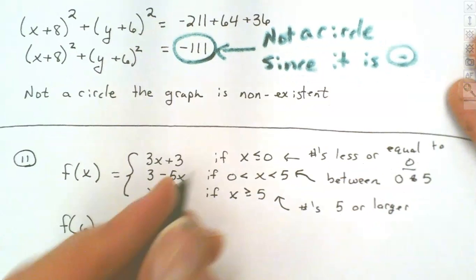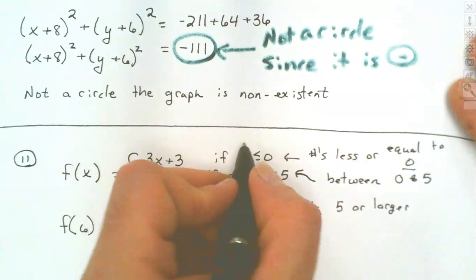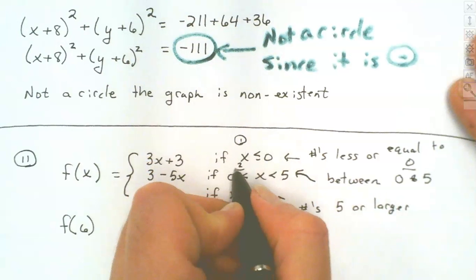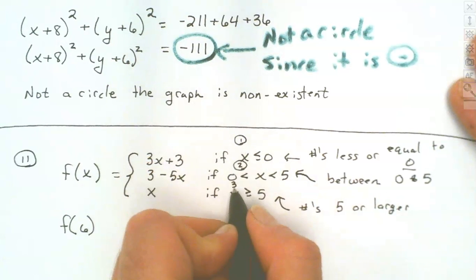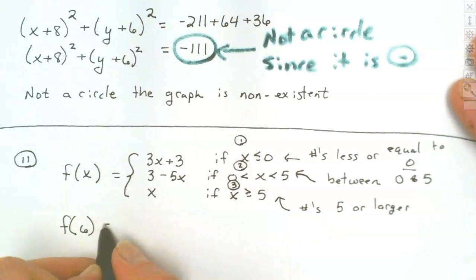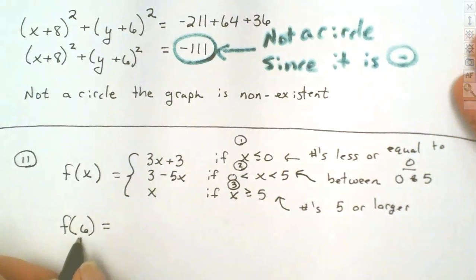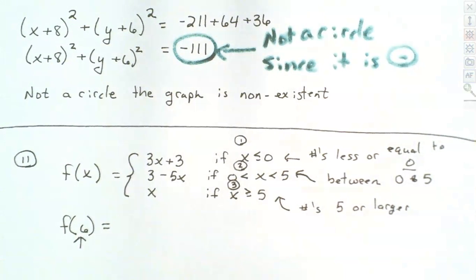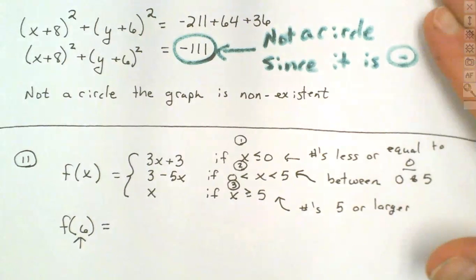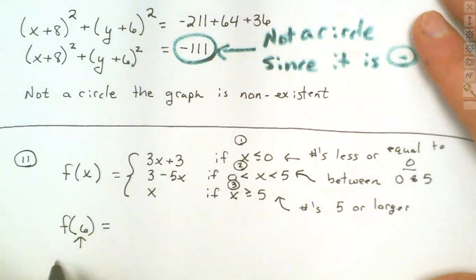And this is going to be row 1 here, 2, and 3. So if I wanted to find f of 6, is that 6 less than 0? No. Is that 6 between 0 and 5? No. Is 6 bigger than 5? Yes. So which row would it fall under? 6 is bigger than 5, so it falls under row number 3.